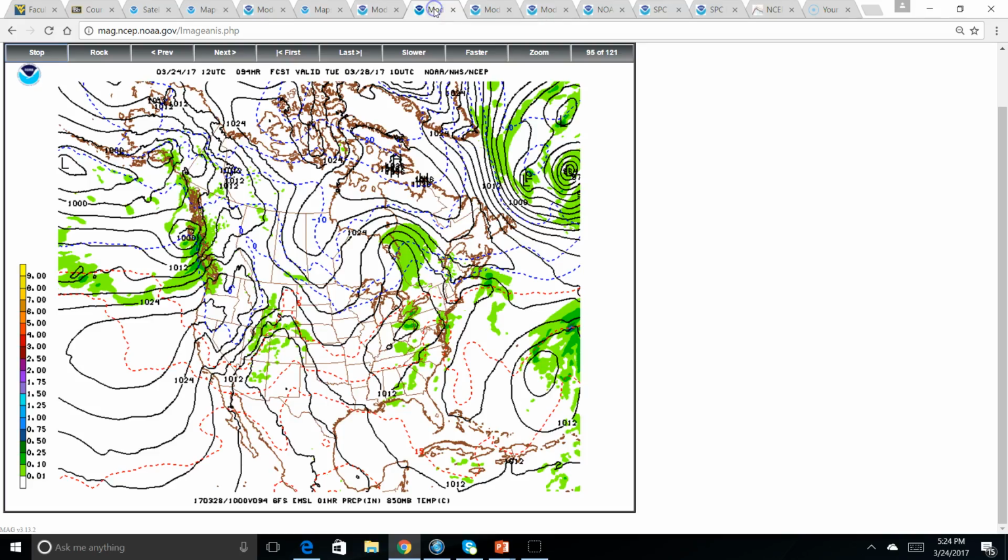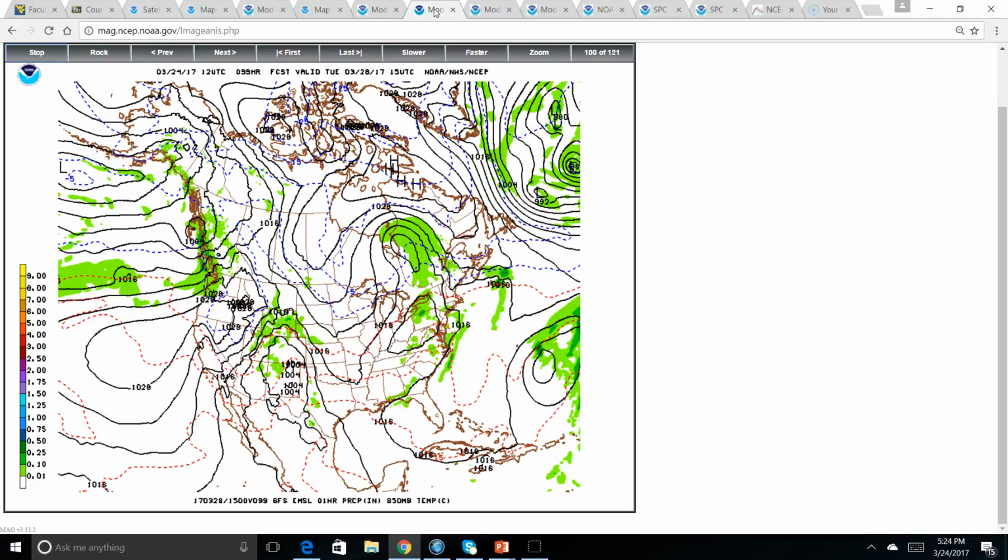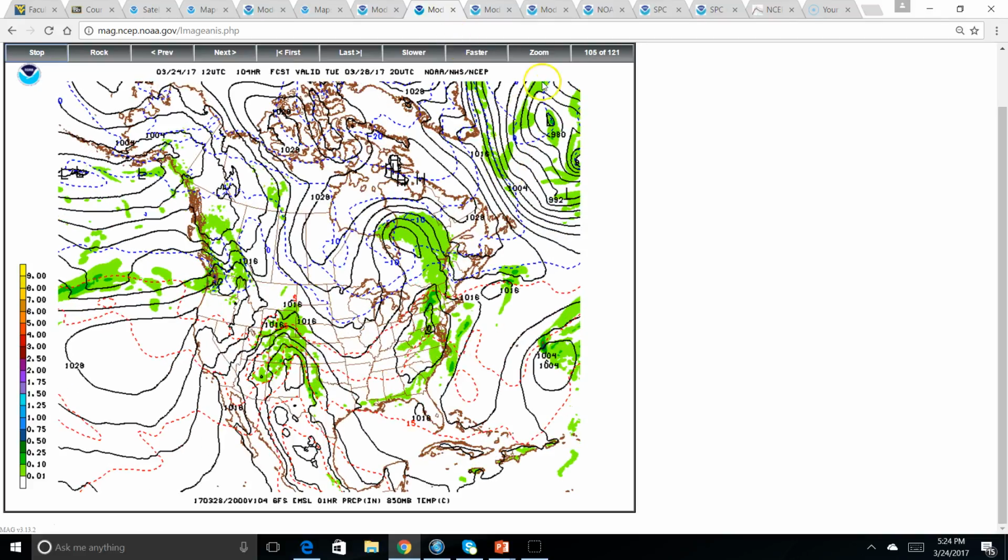We'll look a little bit further in the future here. This is just the highs themselves moving with time. We've already looked through this map pretty much.